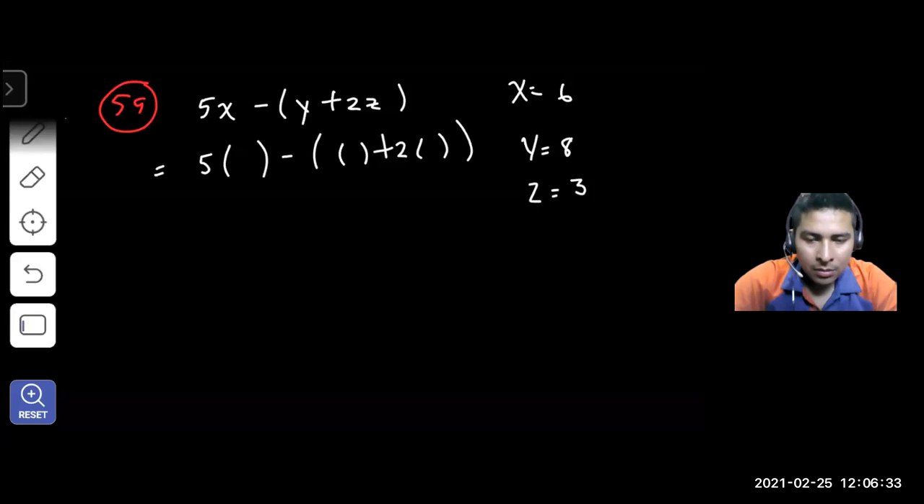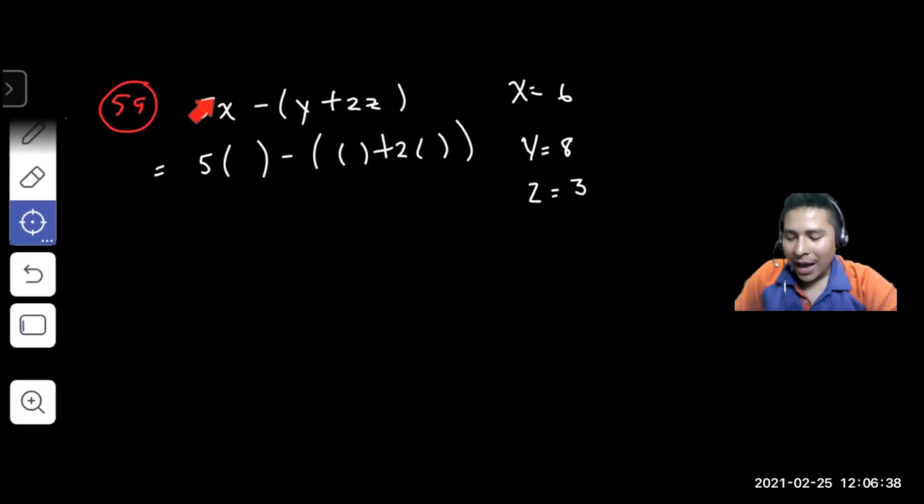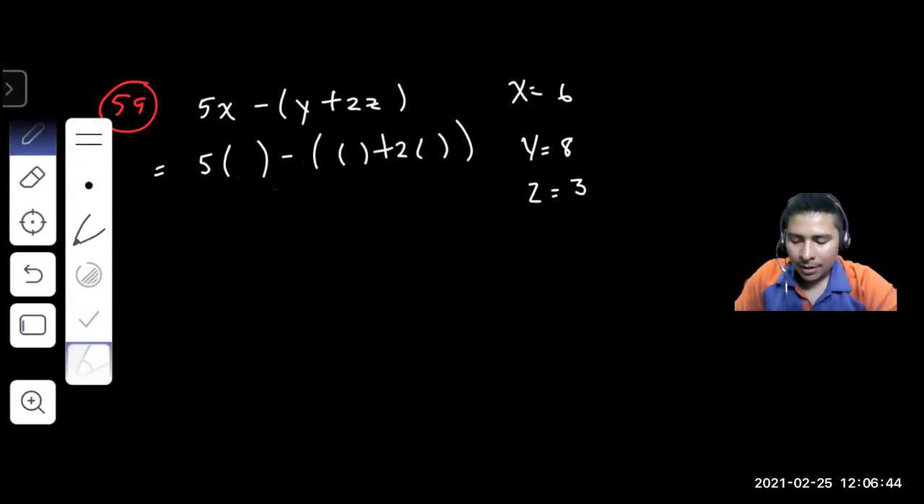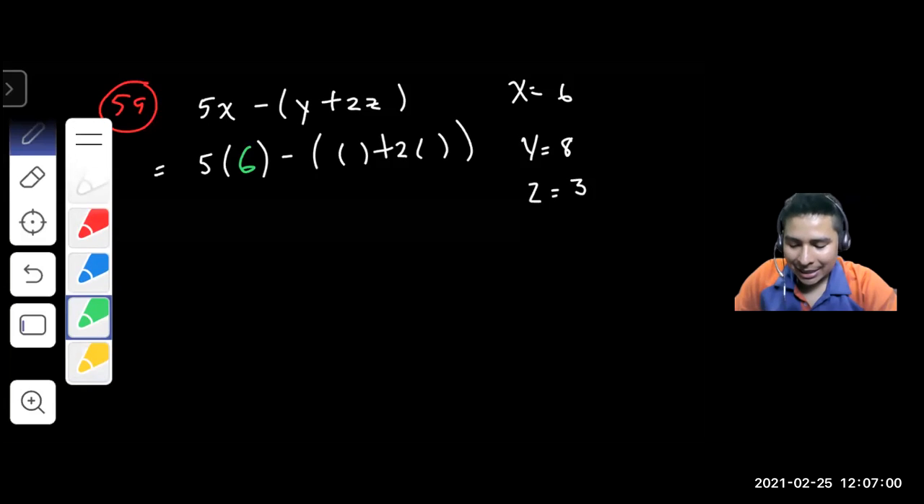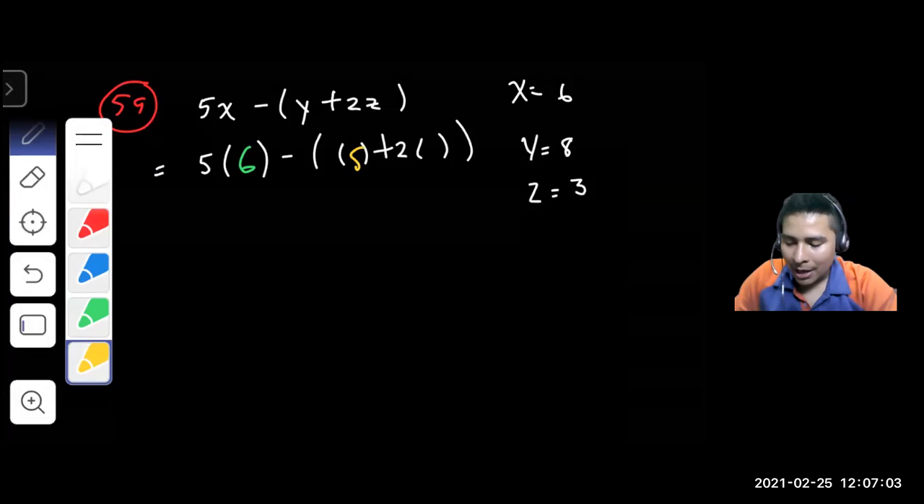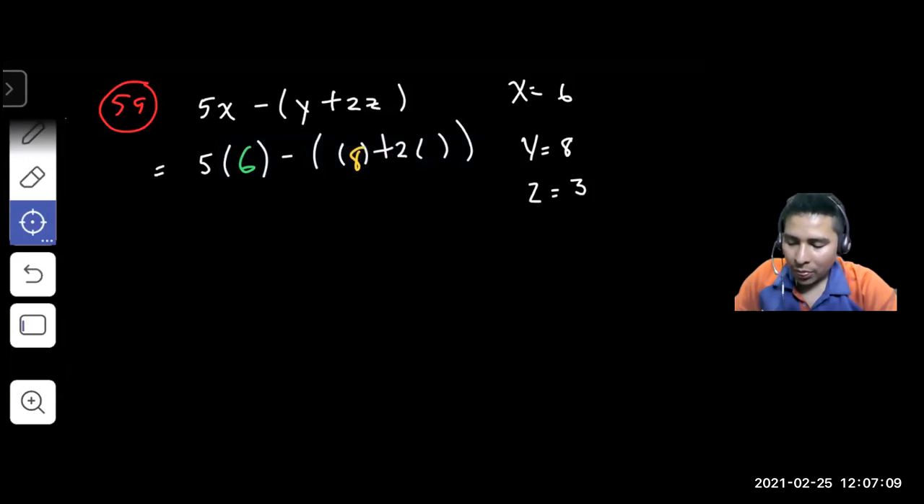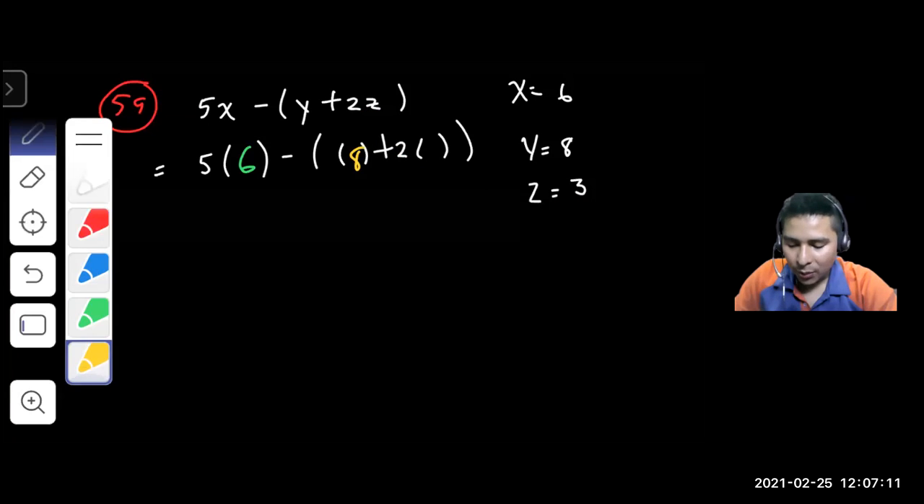I can copy that. Okay, then guys, what we got here is 5x and this. Okay, let's substitute. What is the value for x? 6. Minus y. What is y, guys? Y is 8. Thank you. And what is 2z? What is z, guys? 3. Okay, z is 3. Let's place 3 then.